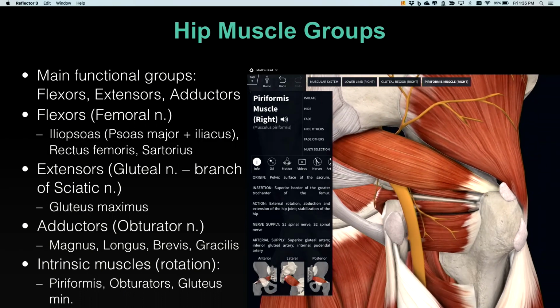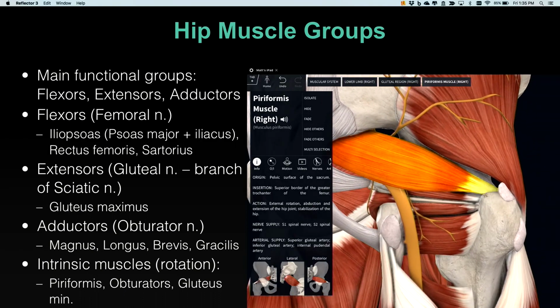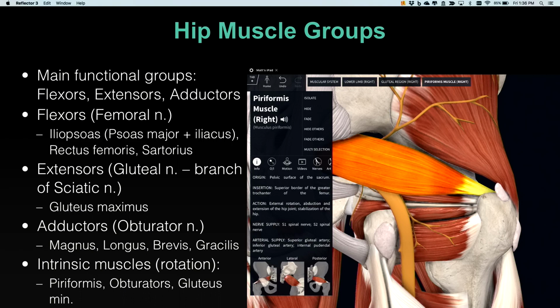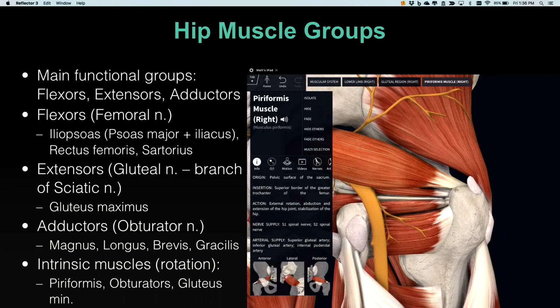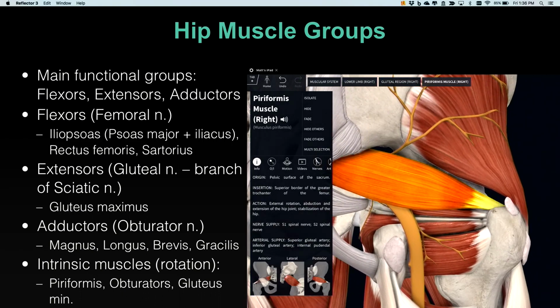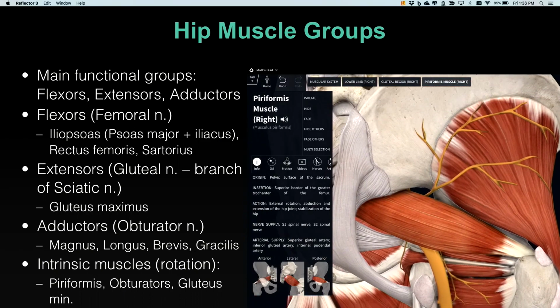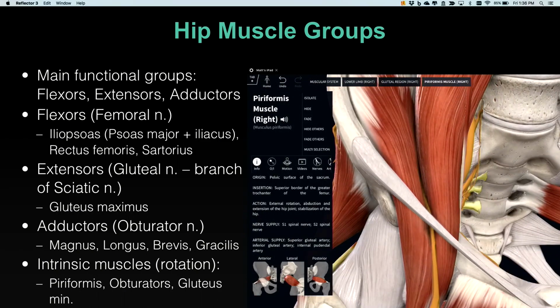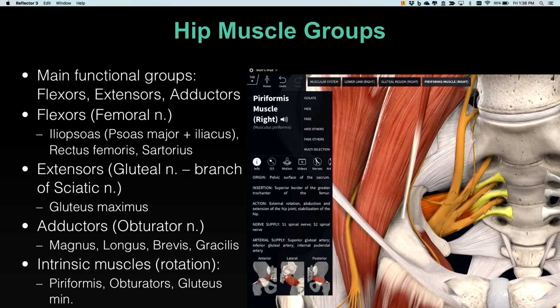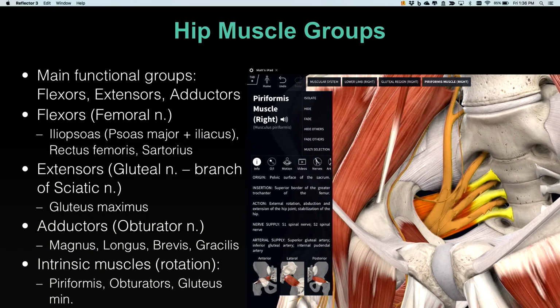Piriformis you can clearly see inserting on the greater trochanter, obvious on the lateral aspect of the femur here. But its origin, which you can't see until we flip it around to the front side, the anterior surface of the sacrum. So it pops through the back of the sacrum, between the coxal bones and the sacrum, to attach to the femur and laterally rotate. Almost like the rotator cuff of the femur.